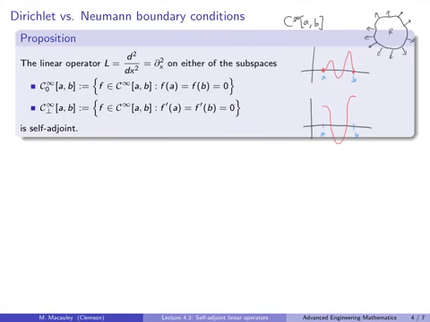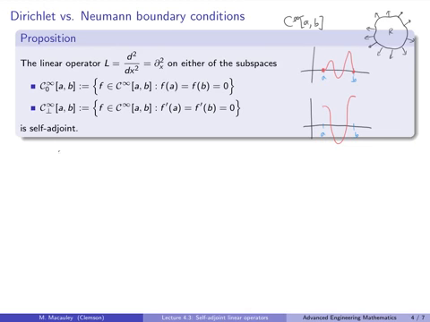Okay, so let's get started. Let's show why this linear operator is self-adjoint on these two spaces. And you may recall that these two boundary conditions, f of A and f of B being 0, are called Dirichlet, and these two boundary conditions are called Neumann, or type 1 and type 2 if you prefer. Okay, so let's see why this is true.